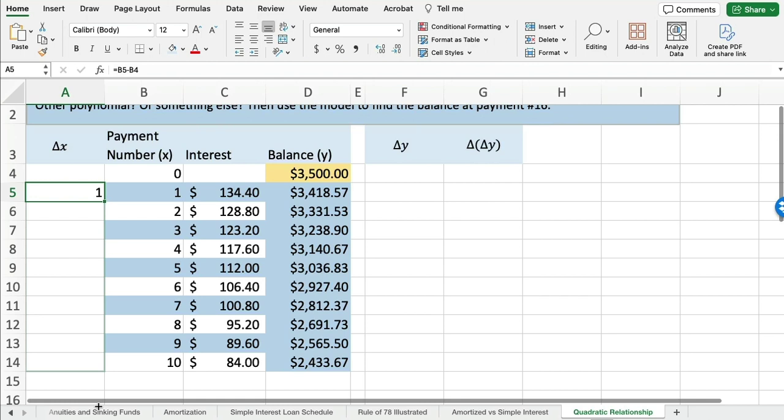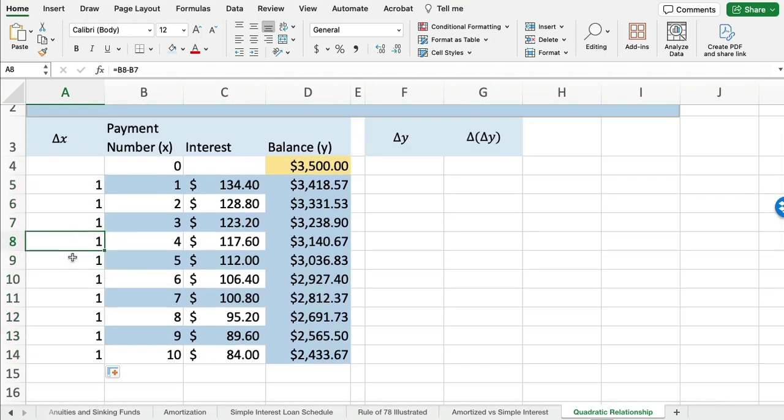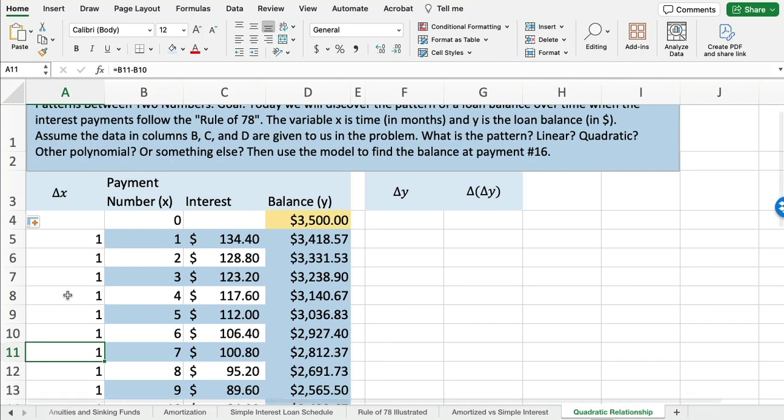And if we just fill down, we see that our delta x's are in fact constant. They are 1 all the way down. That's what we say, constant, when we are referring to something that does not change. Delta x is always equal to 1. Let's calculate our delta y's.